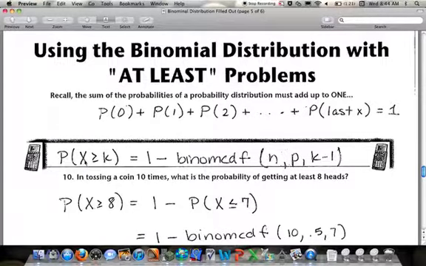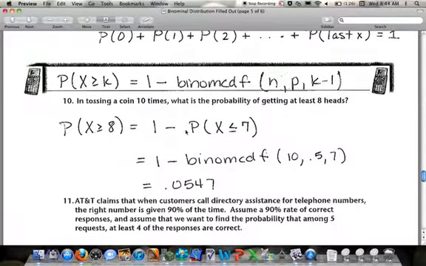So in this example, if I wanted at least 8 heads, I'm going to do 1 minus the probability of x being less than or equal to 7, because I want to subtract out 0 through 7. And when I do that, I will just be left with 8, 9, and 10. So I do 1 minus the binomial CDF of 10, comma, 0.5, comma, 7.